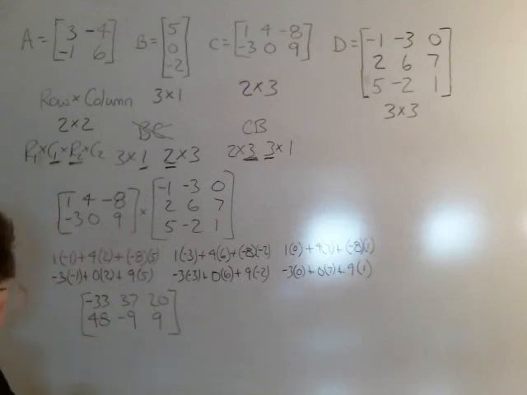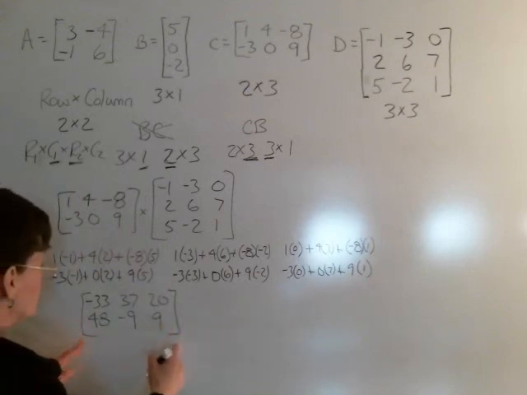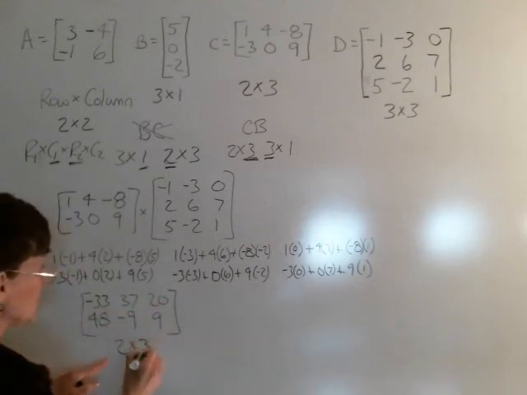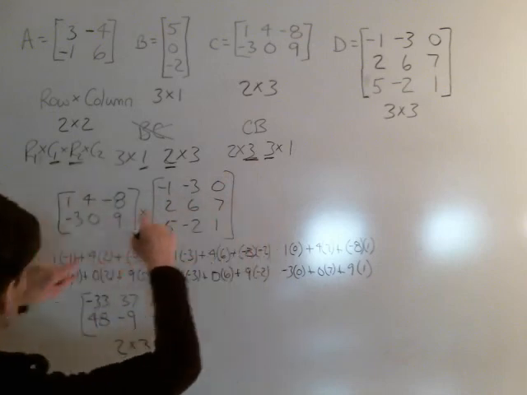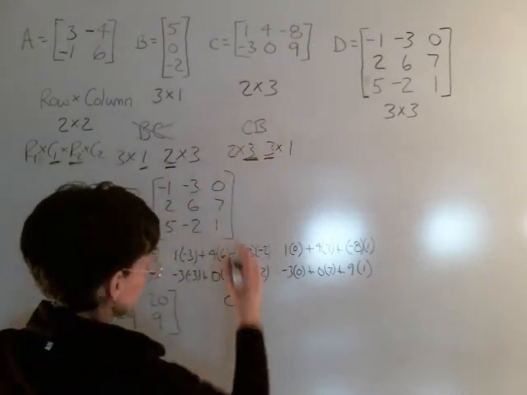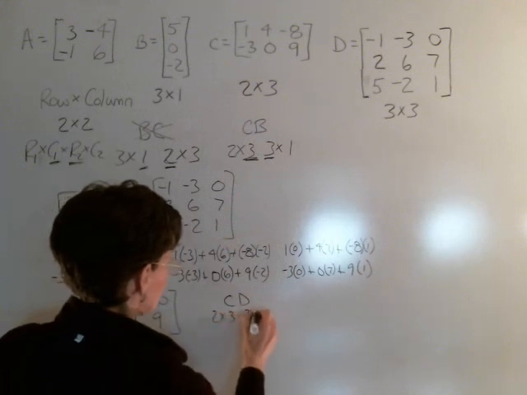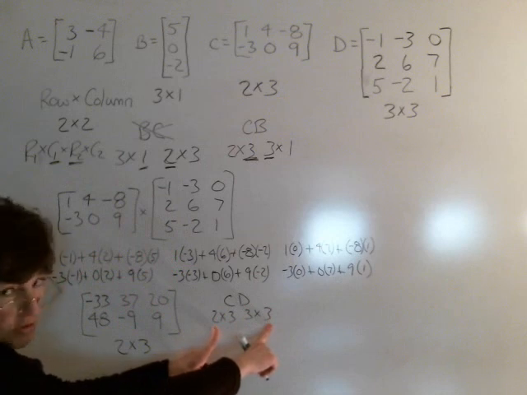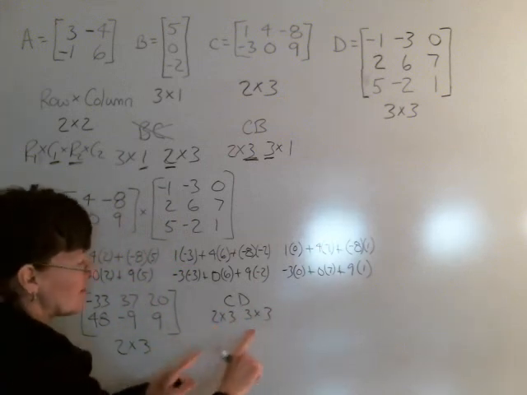You will notice that our answer matrix is 2 rows by 3 columns. And if you look, when we multiplied C times D, 2 by 3 and 3 by 3, remember these two numbers have to be the same. Well, look, my answer matrix has the same dimensions as these outside numbers here.